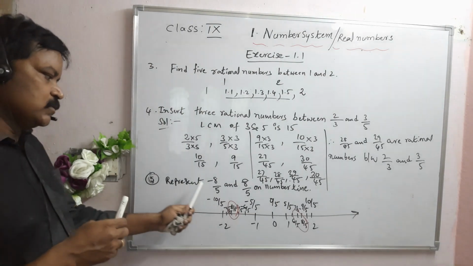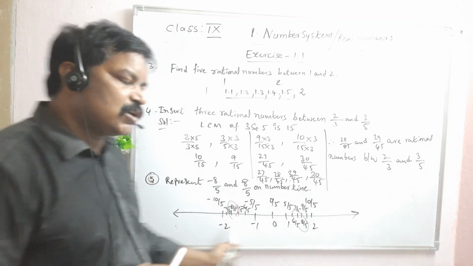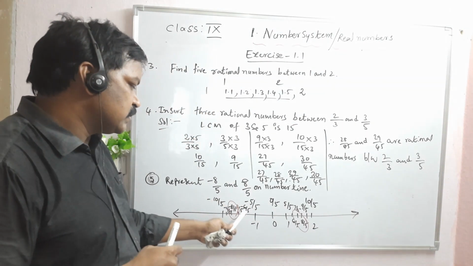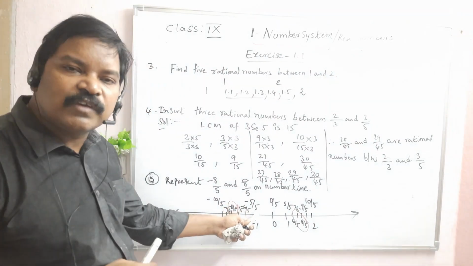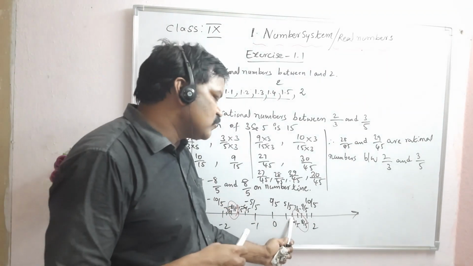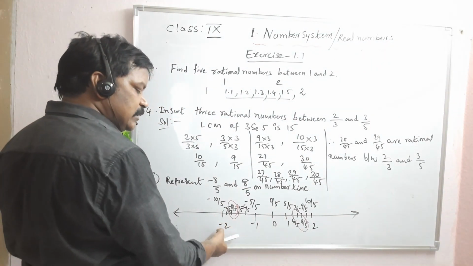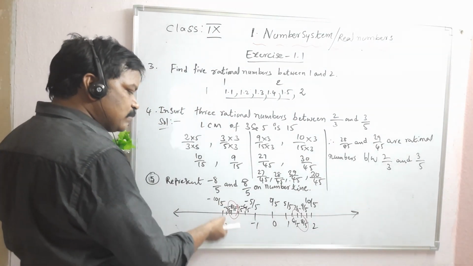Understand? So first draw a number line, 0. Here minus 1 means just write minus 5 by 5. Here plus 1 means 5 by 5. What will come after minus 1? Minus 2, that means minus 10 by 5.